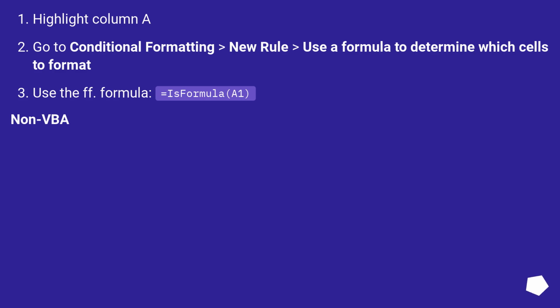Highlight column A. Go to Conditional Formatting, New Rule. Use a formula to determine which cells to format. Use the formula, equals ISFORMULA(A1).